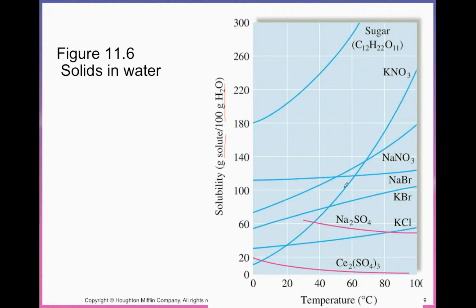You notice that most of these compounds are more soluble in hot water than cold water. There are some exceptions. Sodium sulfate is more soluble in cold water, and so is cesium sulfate. Generally, I think we can say if you increase the temperature, you'll increase the solubility of most solids in water. That's why we dissolve a lot of things in hot water rather than cold water.